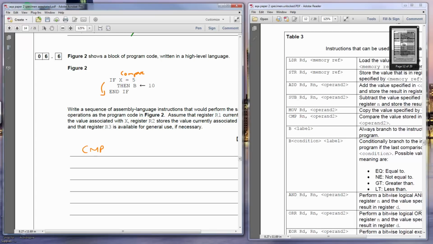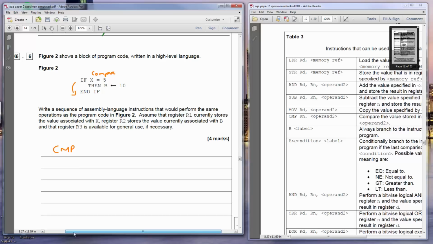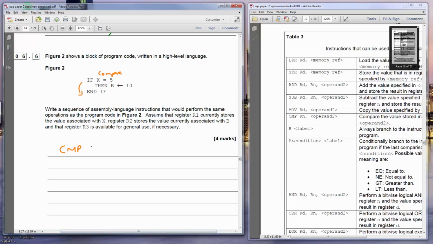So register 1, it says, currently stores a value associated with X, so yeah, we want register 1, comma, again it's very similar to above, the immediate addressing 5, apologies for that hashtag. So the next line we want is, so I'm going to write the line for this code, although we might change my mind in a minute. So we want to move 10 to B. So R2 is associated with B, and we want to move 10 here.